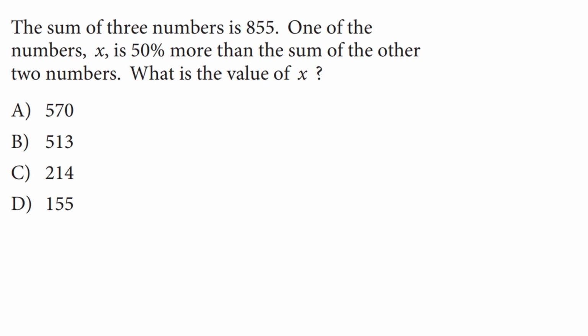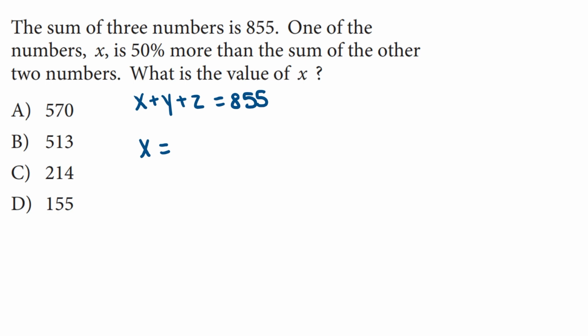All right, so this is basically going to be a system of equations where we have to solve for the value specifically for x. So they tell us that the sum of three numbers is 855. So x plus y plus z is equal to 855. We also know that x is equal to 50% more than the sum of the other two numbers.